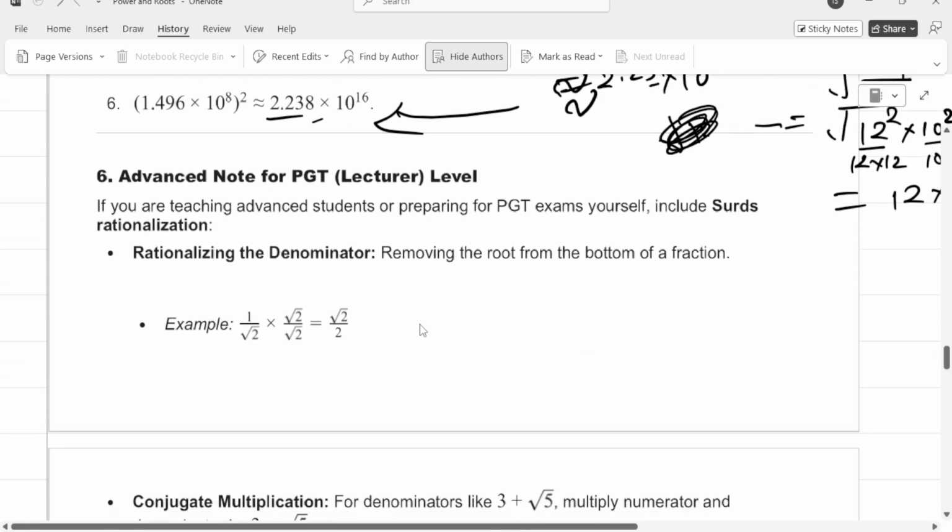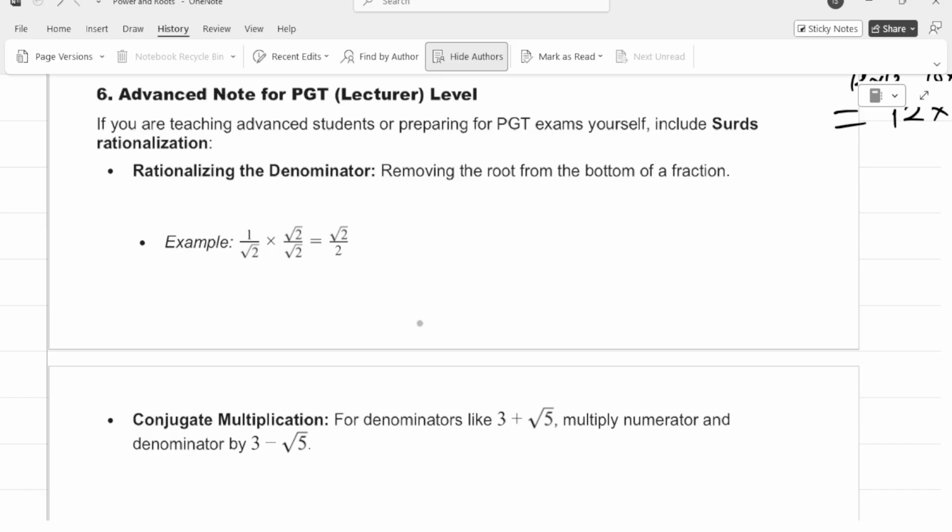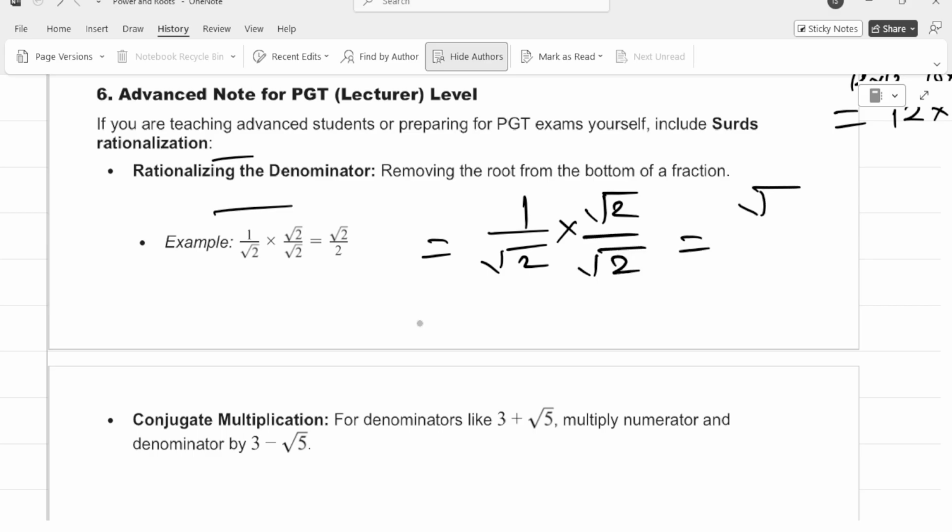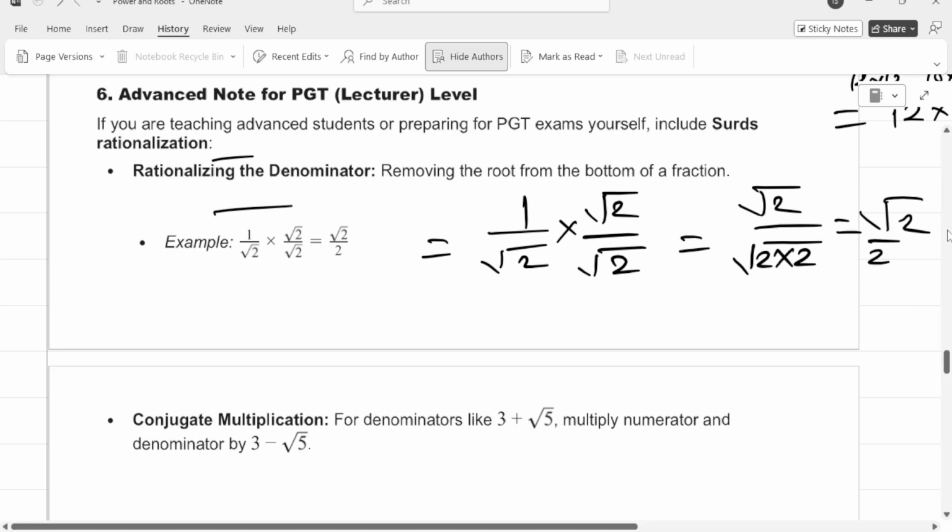Now advanced PGT. Rationalization method. 1 upon root 2. I want to remove this root from the denominator. So what should we do? Just multiply the same thing in numerator and denominator. Root 2 into 1 is root 2, and there is a pair, 2 into 2. So one is outside, then root 2.